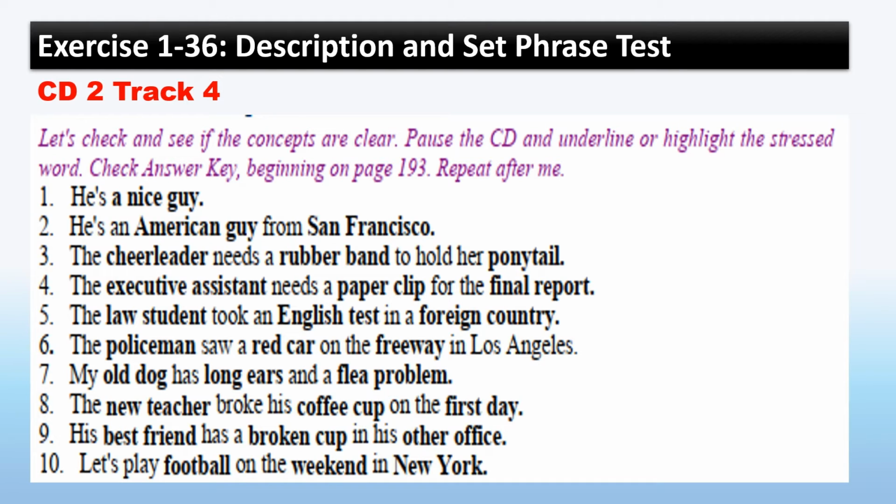Exercise 136. Description and set phrase test. Let's check and see if the concepts are clear. Pause the CD and underline or highlight the stressed word. Check the answer key beginning on page 113. Repeat after me. 1. He's a nice guy. 2. He's an American guy from San Francisco. 3. The cheerleader needs a rubber band to hold her ponytail. 4. The executive assistant needs a paperclip for the final report.